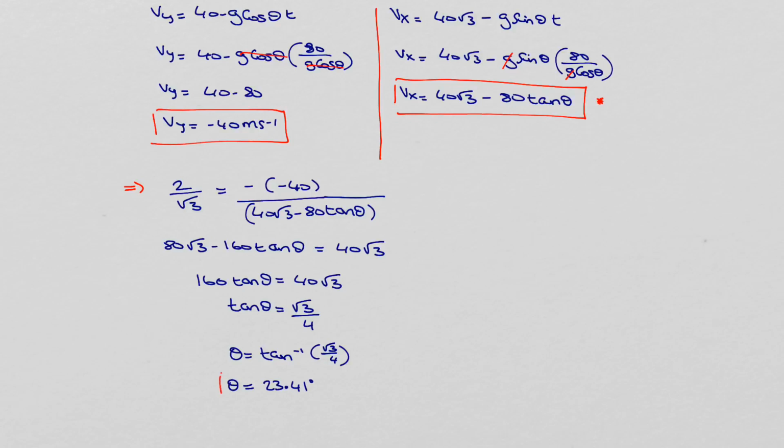Okay, so I can't leave it as tan inverse root 3 over 4, and I'm not asked for tan of the angle, I'm asked for theta, and I'm asked for the value of theta. So now I know what theta is, I can actually go and find out what Vx is. So the second part of the question is to find the magnitude, in other words, the speed on landing.